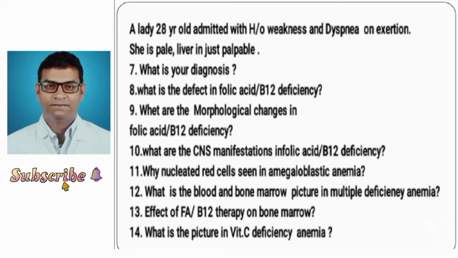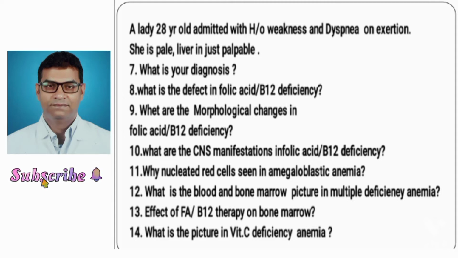What is the blood and bone marrow picture in multiple deficiency anemias? In the peripheral blood, it demonstrates dimorphic blood picture of microcytic hypochromic and macrocytic red blood cells, and in the bone marrow it reveals dimorphic, that is micronormoblastic and megaloblastic erythropoiesis, or macronormoblastic marrow. What is the effect of folic acid or B12 therapy on the bone marrow? In 24 hours, erythropoiesis will revert from megaloblastic to normoblastic picture.